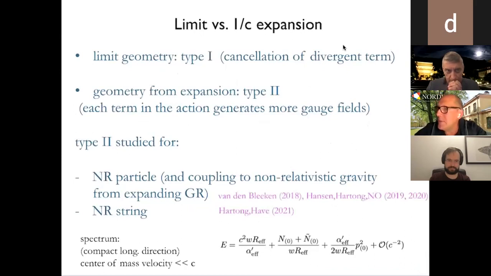Just some words, because I only have 5 more minutes, on limits versus 1/c expansions. You can start with some sort of probe, either a probe action or a dynamical action, and take a c going to infinity limit, and in that way find a limit geometry. I'll give you a table overview in the next transparency. But okay, for lack of creativity, we call that type 1.